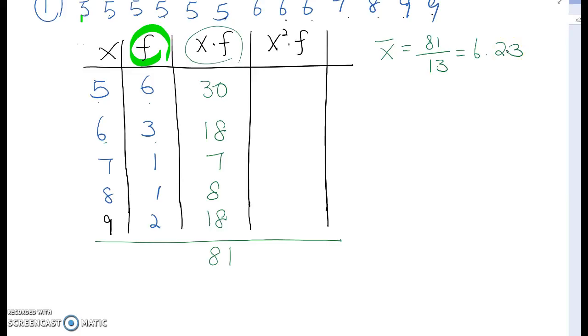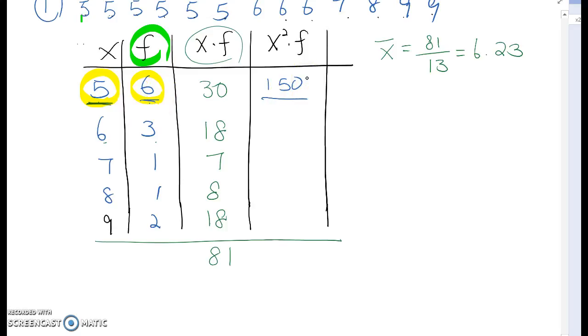finding the variance, you need to find x squared times the frequency value, which means in this one case, 5 squared times 6. Good? So there will be 150. Again, what I did here, you do 5 squared first, which is 25, and times 6. That's how I got 150 here.